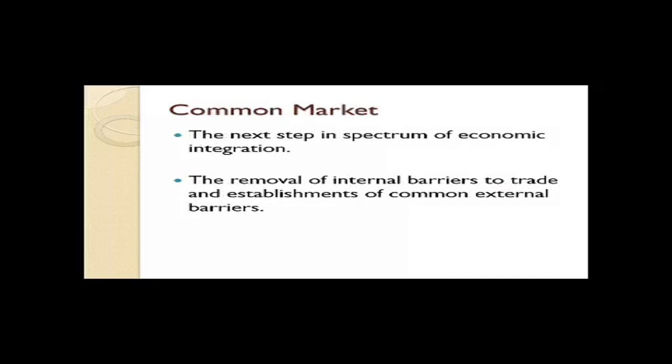Common Market. The Common Market is the next step in the spectrum of economic integration. In addition to removal of internal barriers to trade and the establishment of a common external barrier, the Common Market allows for free movement of factors of production, including labor, capital, and information. Examples include the Central American Integration System, the Common Market of the South, the Andean Community, and the Association of Southeast Asian Nations.